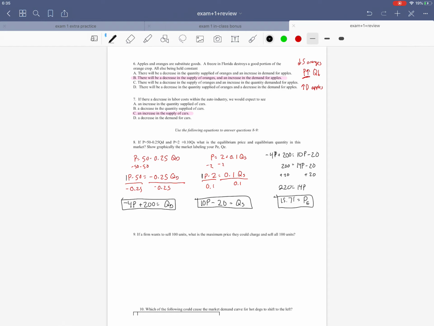Now to find your equilibrium quantity, we're just going to plug this price in. You can plug it into either equation, you'll get the same answer. So 10 times 15.71 minus 20 is going to give us 137.1. So that is going to be our equilibrium quantity.